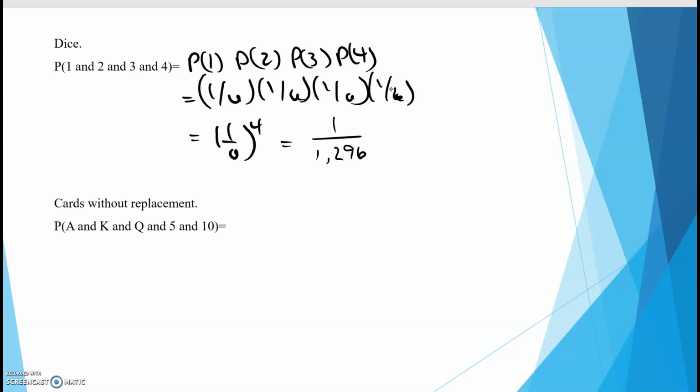Okay, cards without replacement. What's the probability of getting an ace, and then a king, and then a queen, then a 5, and then a 10 in that order?